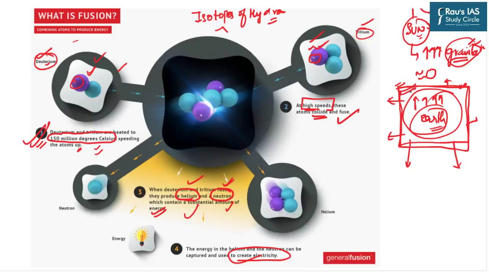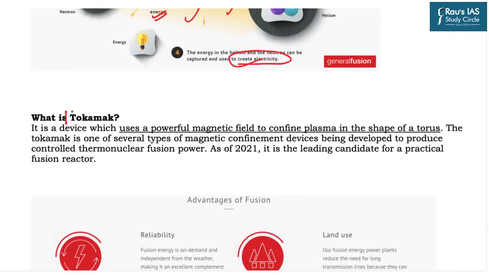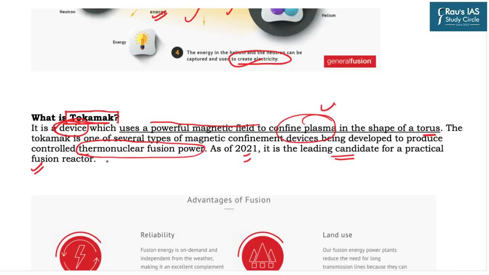So, this confined space is called plasma, and there is one important term in this context which is known as the tokamak. Now, tokamak is the device which uses a powerful magnetic field to confine the plasma in the shape of a torus. And this is designed in order to control the thermonuclear fusion power. As of 2021, it is the leading candidate for the practical fusion reactor because there is no other alternative available with us. So tokamak, always remember this term for your examination, is a device which is aimed at controlling the thermonuclear fusion power and has a powerful magnetic field to confine the plasma in the desired shape.